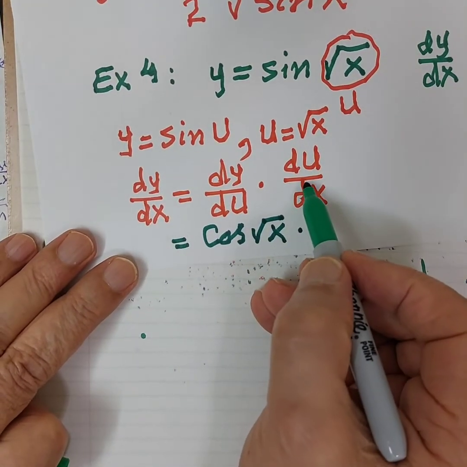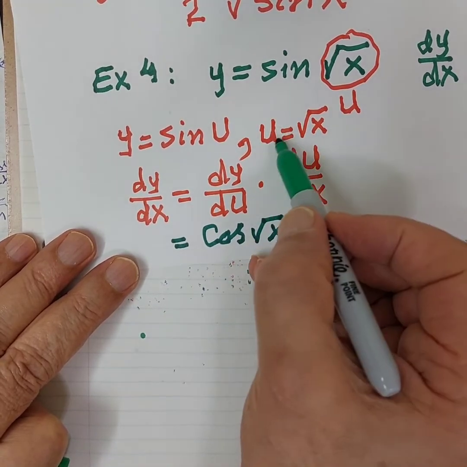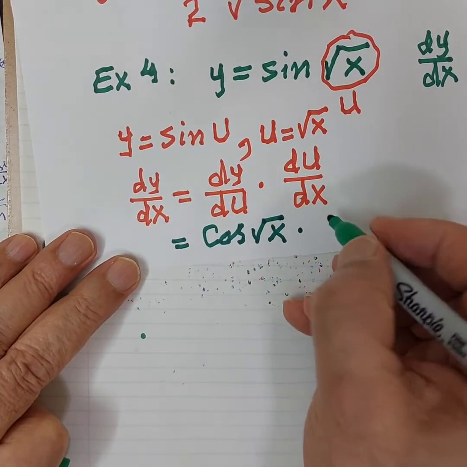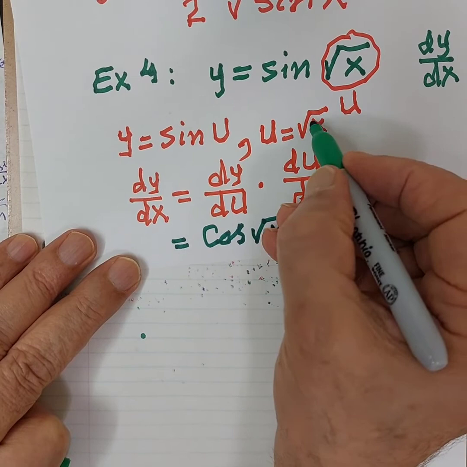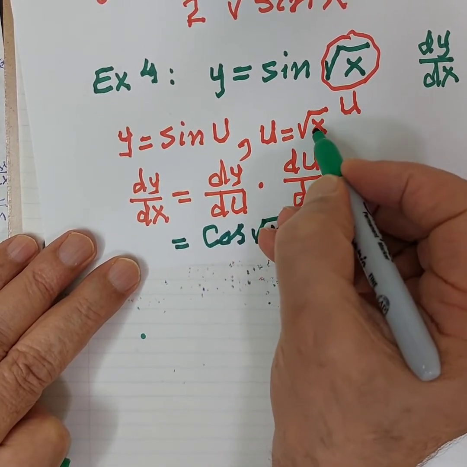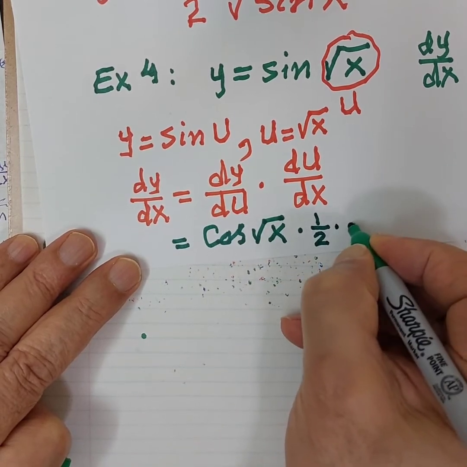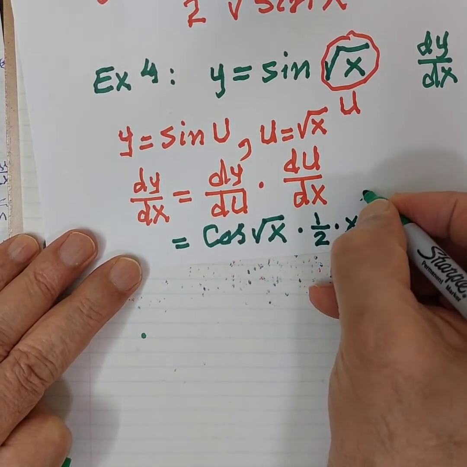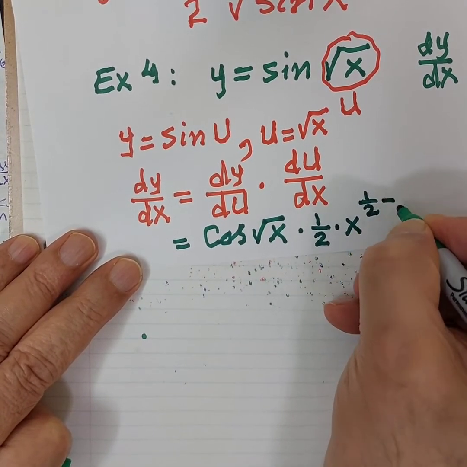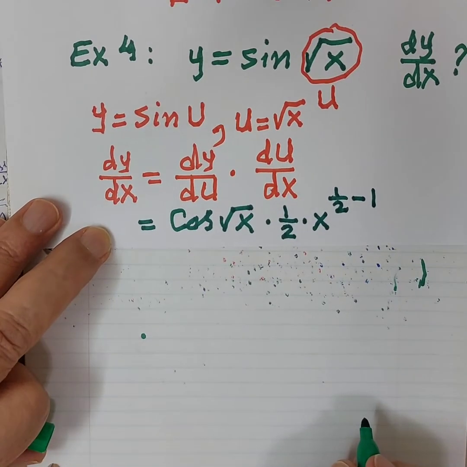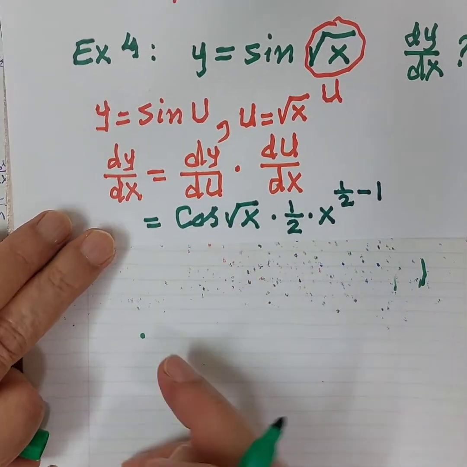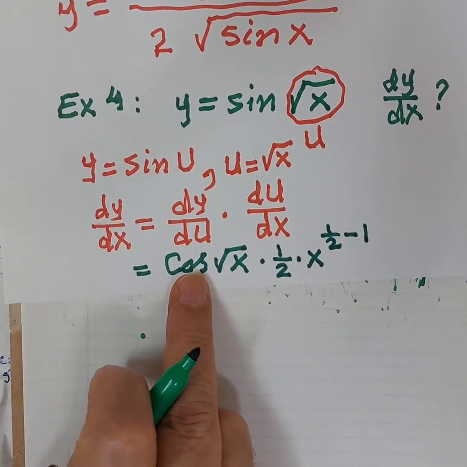And the second here, du by dx. That means derivative of square root of x. It's 1/2 times x to power 1/2 minus 1. Okay, then we simplify all this answer.